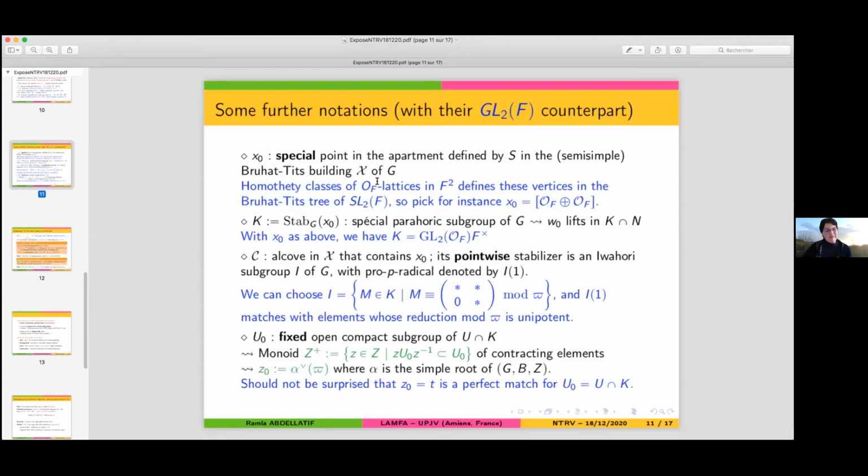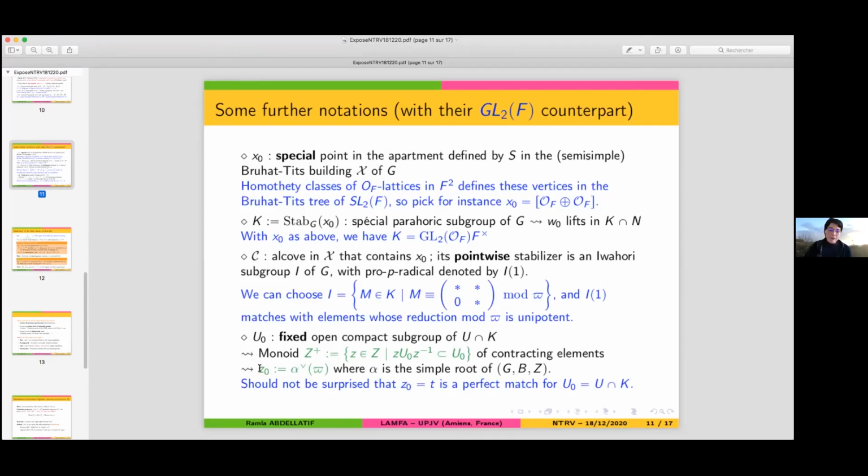And finally, and then I'm done with the notations. Finally, we fix an open compact subgroup of U intersected with K, so integral points. And we consider the monoid of elements that contract U naught. And surprise, this T element we saw earlier is an element of such a monoid in the GL2 case. So that's wonderful, because you can just take U naught equal to U intersected with K in the GL2 case.